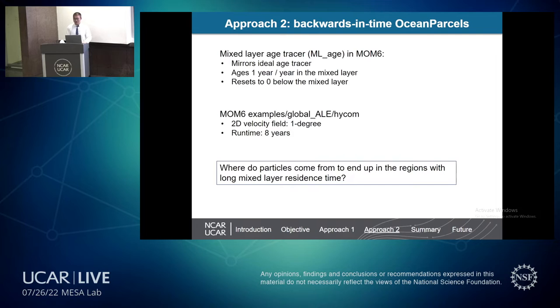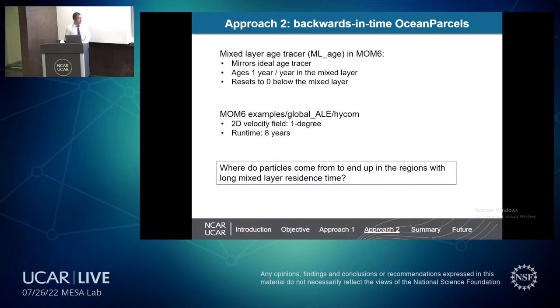And the second approach we took is to run Ocean Parcels backwards in time. My mentors came up with a new tracer called the mixed layer age tracer in MOM6. It mirrors the ideal age tracer. When the water body is in the mixed layer, it's going to age 1 year per year. But when it subducts below the surface layer, it resets the age to zero. So now we have a tracer that tracks the age of a water body in the mixed layer.